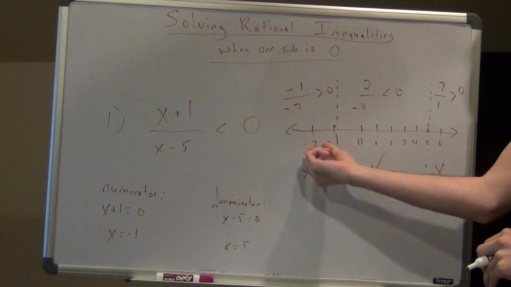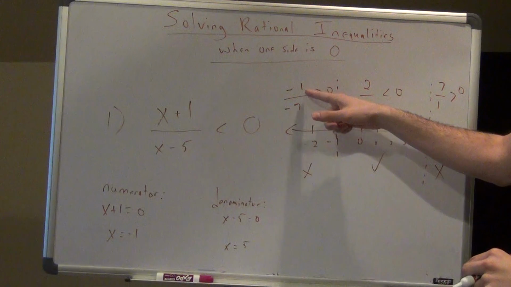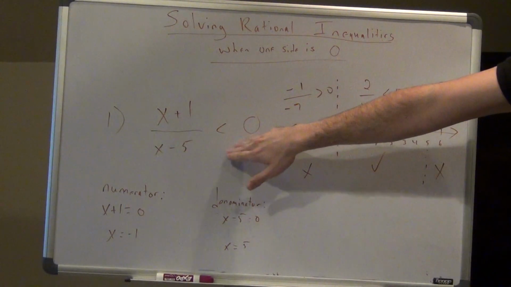So I plugged in -2 here. So I did -2 plus 1, -2 minus 5. You get -1 over -7. +1/7 is greater than 0, so that doesn't work. It needs to be less than 0.